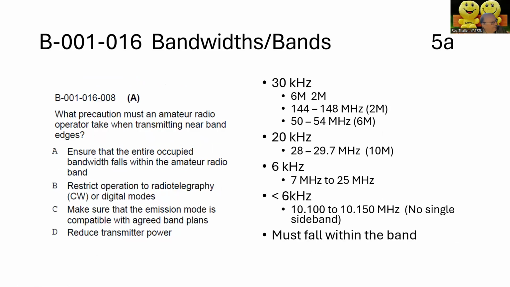What precaution must an amateur radio operator take when transmitting near the band edges? What happens is, if you're close to the band edge, your bandwidth will fall outside the frequency that you're allowed to transmit on. So then you're interfering with the person that happens to be in the next band plan. So you have to make sure not to operate close to the end, so that your bandwidth is within the allowed range of the band edges.